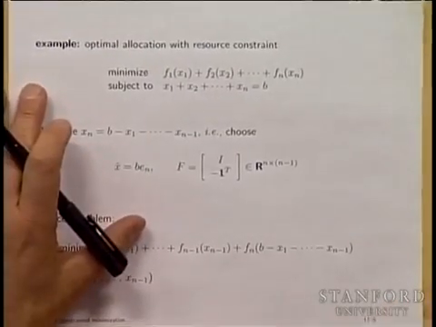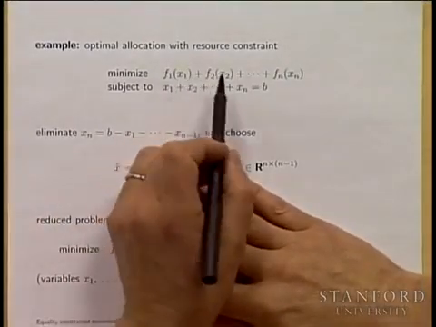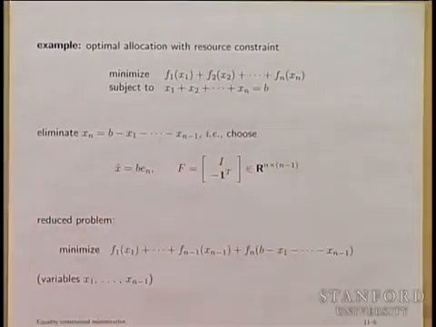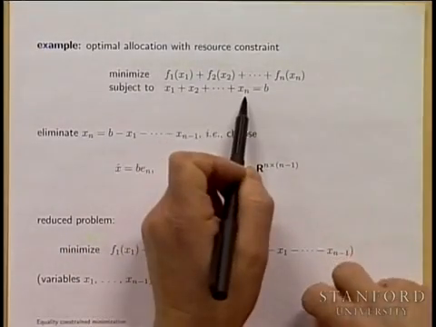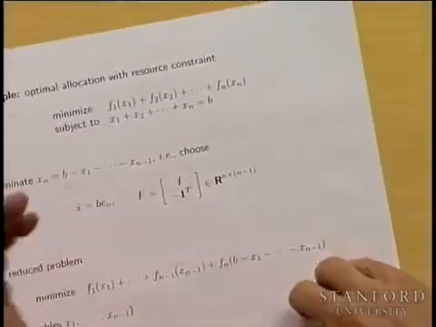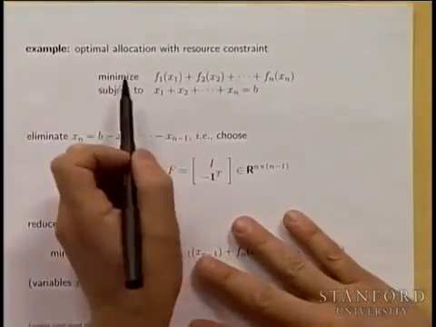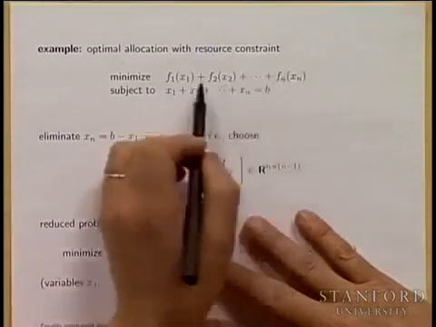Optimal allocation with resource constraint looks like this. So you minimize a sum. Basically I have a set of resources. That's our total amount of resource, that's b. And I have to divide that up among n users of the resource. I guess these can be negative as well, but I don't really care. And I want to minimize some cost of this thing.